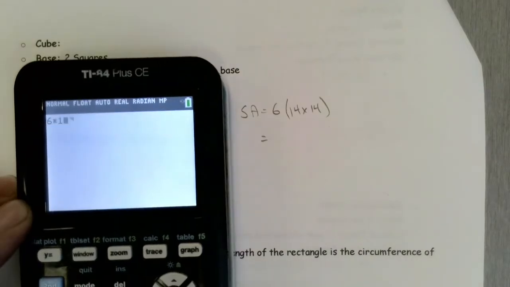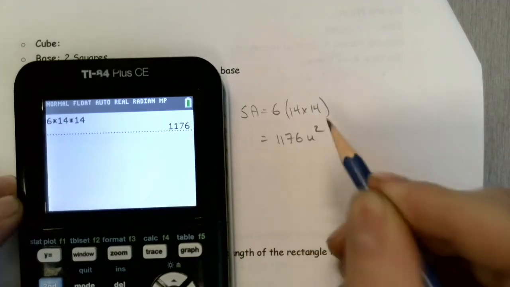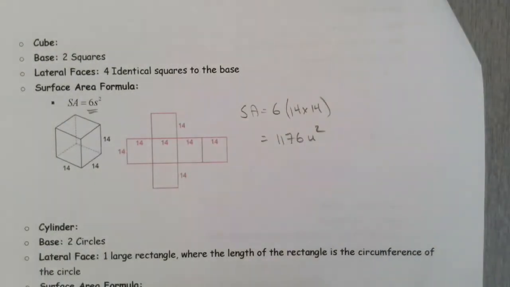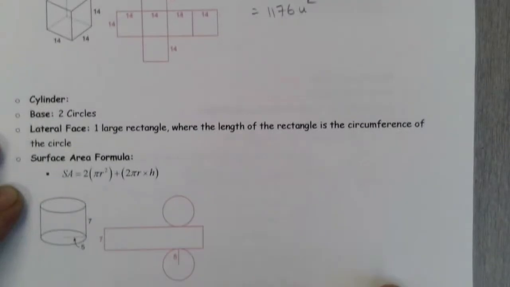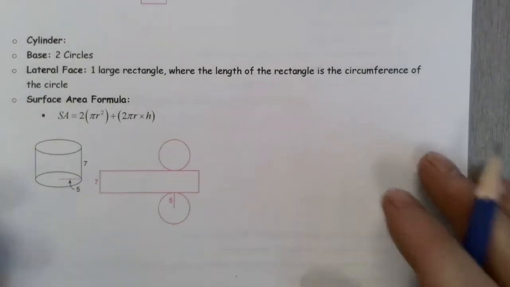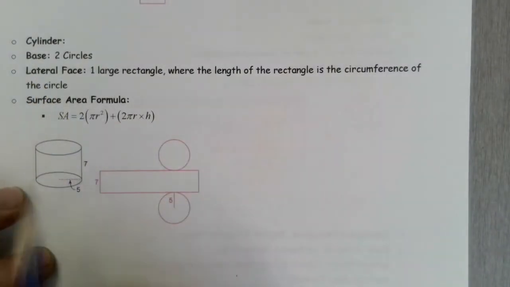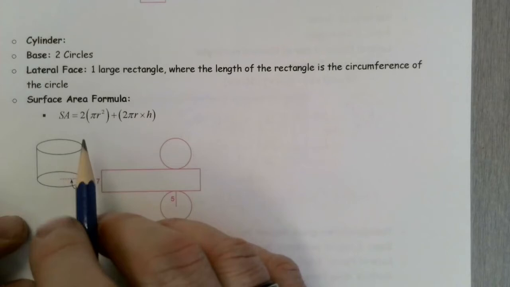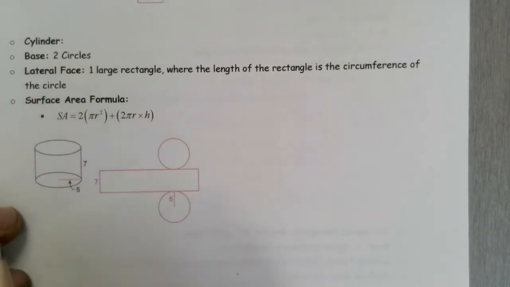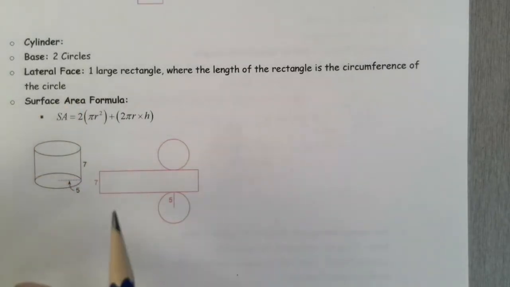So 6 times 14 times 14, you get 1,176 units squared. Now, one more, and this shape here is not uncommon. You see cylinders all over the place here, but it is a little bit unique in this little group here. So the cylinder has got 2 circular bases, and so the areas of those circles are going to be pretty easy. It's going to be pi r squared. Now, the thing is, it only has 1 lateral face.